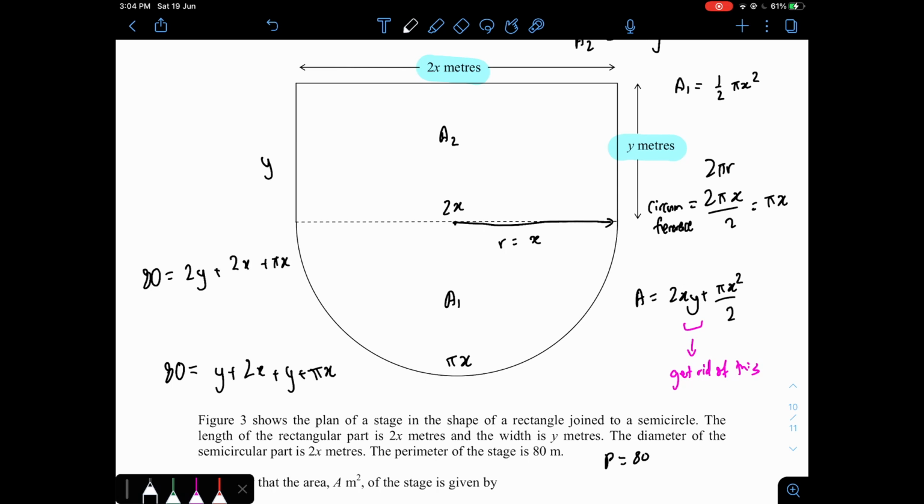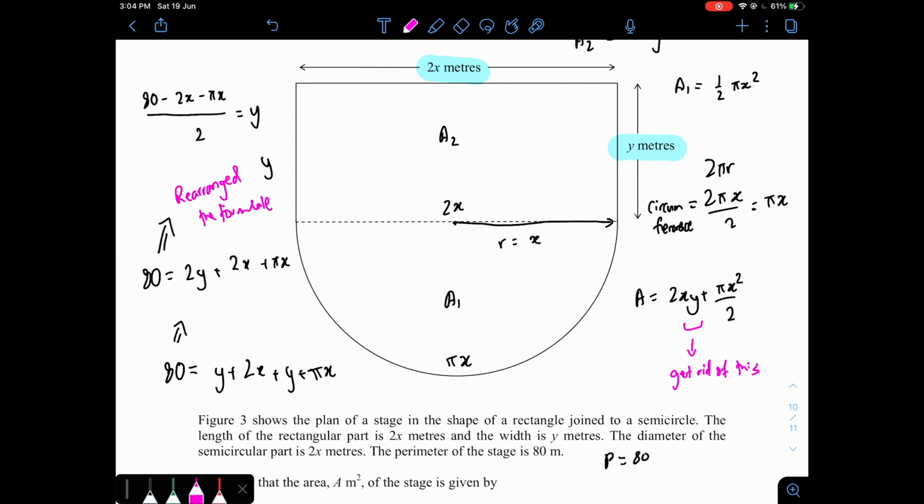So we want what y is, so let's make y the subject. So we're going upwards here. So that would be AT minus 2x minus pi x all divided by 2 equals y, right? So that's what we know so far. All I've done is rearrange. So from here to here, all I've done is rearrange the formula.